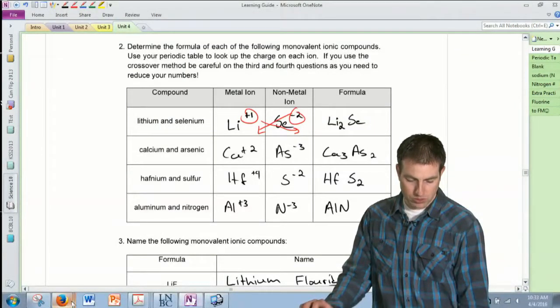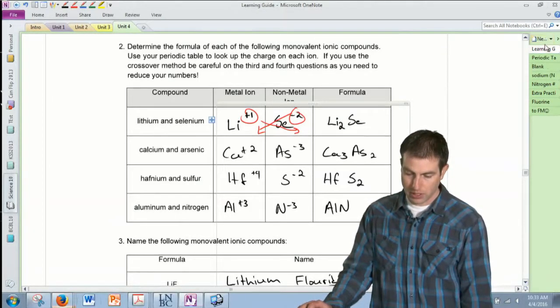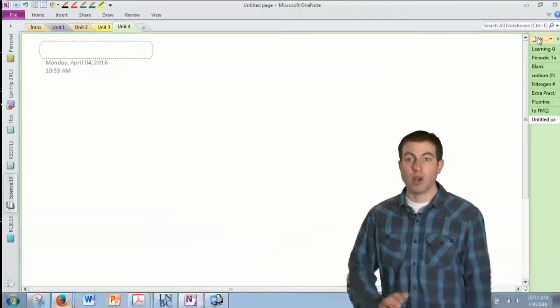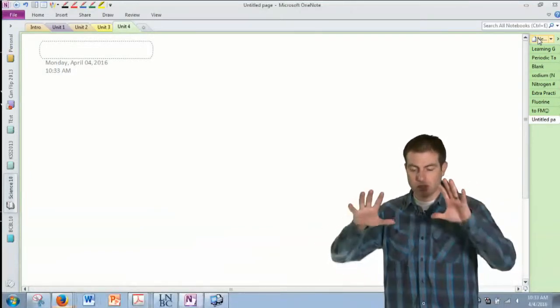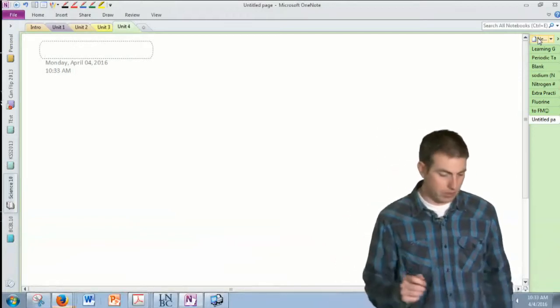Let's go back to the notes. I don't want to carry on. Let's do a couple examples just on a blank sheet of paper before we move on, because I want to kind of draw a little break in your mind. I don't want to rush into the polyatomics.